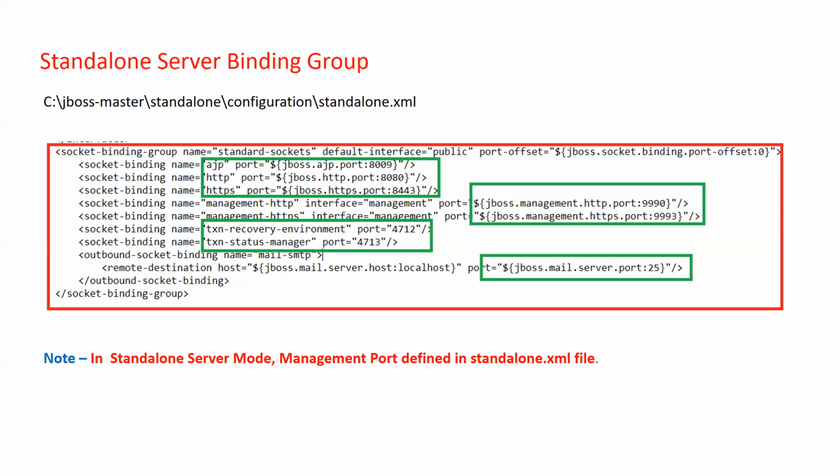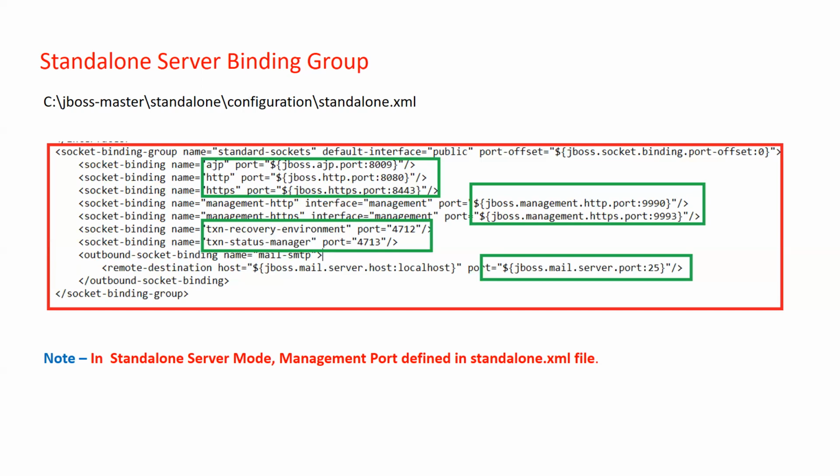Whenever you go to access the admin console of your domain mode, you have to give this port 9990. Similarly, in WebLogic, where we access the admin console, we provide the default port number 7001. Here in JBoss as well, we have a default port, where we access the admin console with the help of port 9990. Note that in standalone server mode, the management port is defined in the standalone.xml file.